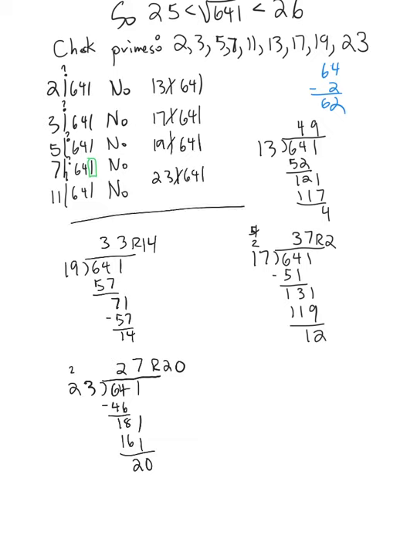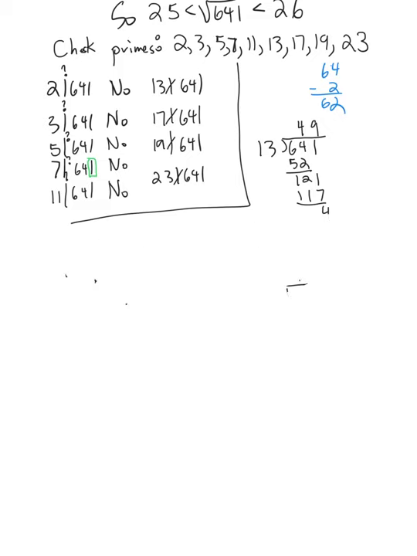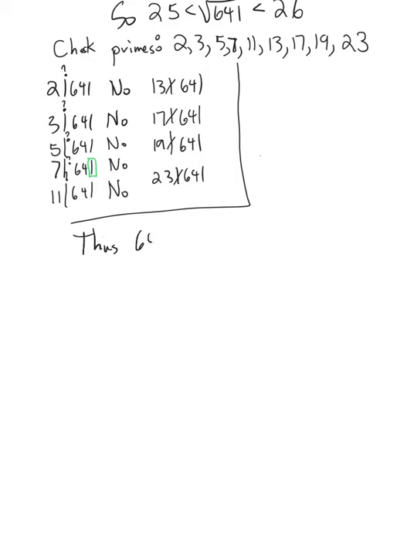So, after all that work, that's just scratch work. I can erase that now since this is a video, but I was just checking if 13, 17, 19, and 23 were factors of 641. And if you didn't know the divisibility rules, you could do long division for these as well. But for our purposes, let's just erase this. And we can say, well, we've checked all possible primes that are less than or equal to the square root of that number. Thus, 641 must be prime.